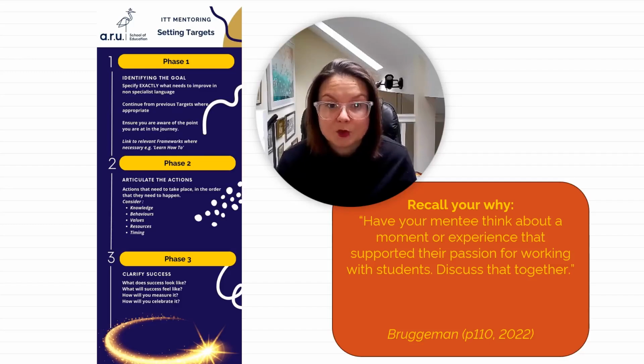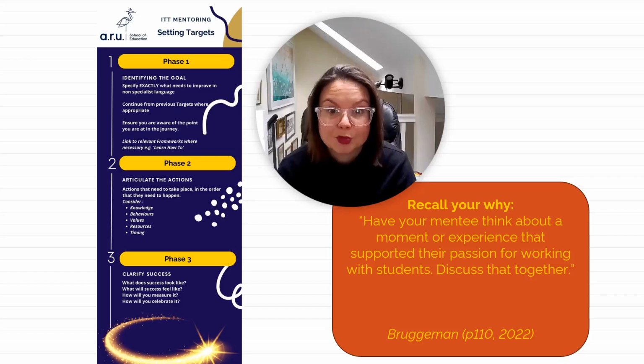Okay, let's think about phase one, identifying the goal. So again, like all of the infographics I'm sharing with you, we're taking the time to really be specific. We're setting the scene and identifying the goal is breaking down exactly what needs to improve in non-specialist language. So using normal words, nothing too technical, nothing too integrated with the ITT ECF that the trainees might not be ready for. Tell them what it is you want to see an improvement on.